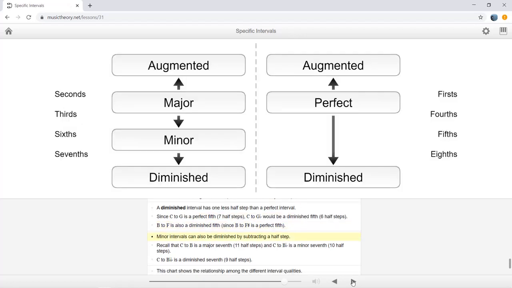Minor intervals can be diminished by subtracting a half step. So if it is a shorter distance between it, then it would be diminished if it's the same type of generic interval.